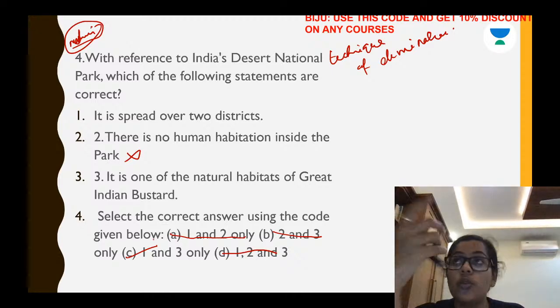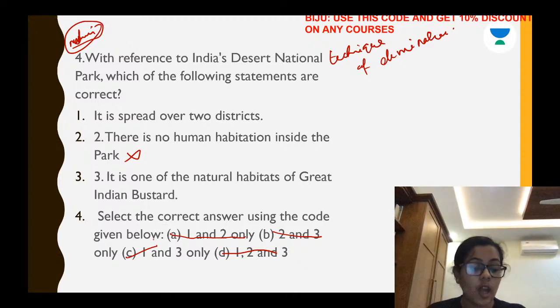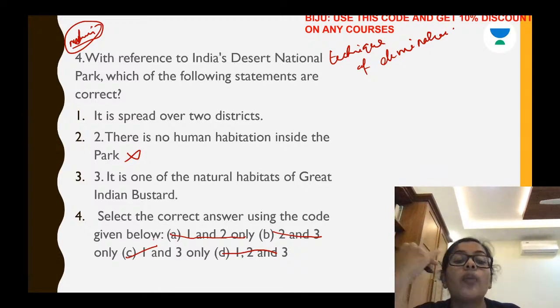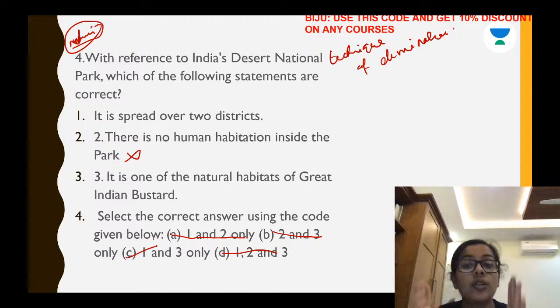Spread over two districts. You don't know anything about it, you are a person without knowing what it is. But how can you? There is no human habitation inside the park. So when you go through it, you understand that, of course, there won't be human habitation in a national park. That's fine. It's a common thing you know. What do we do? Eliminate the option with 2. So when we cut off 2, option A is cut off completely, option B is completely cut off, and option C is there. This is how you have to reach the answer. Simple, humble method. Try to use it at least for your next examination.